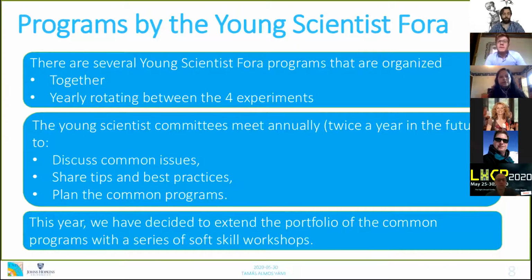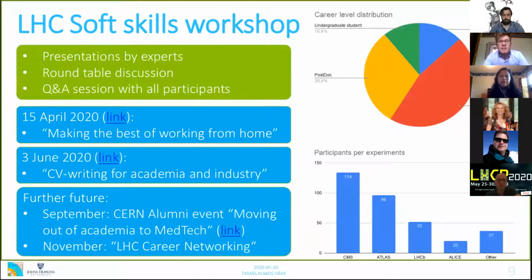The Young Scientist Fora organize programs all together, or they can organize programs on a yearly rotating basis. In the past we met once a year, and in the future we plan to meet twice a year in order to discuss common issues, share tips and best practices, and plan the common programs. This year, we decided to extend the portfolio of the common programs with a series of soft skill workshops, which I am going to detail in this slide.